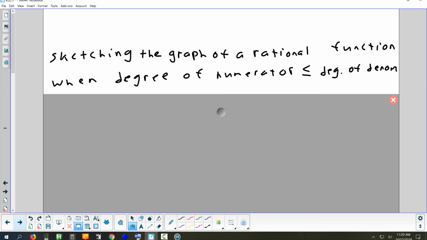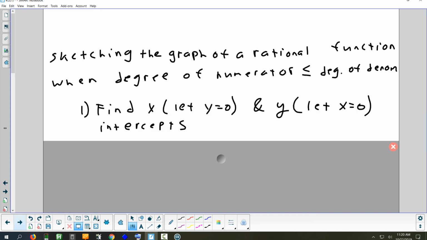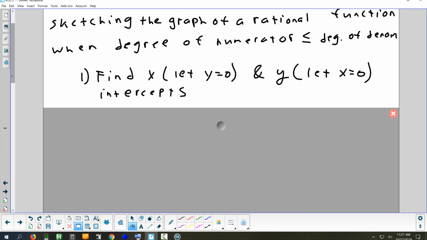So, in order to sketch these graphs, I'm going to give you a few guidelines. These guidelines don't always apply. It depends on the problem. But one thing that's good to try to do is find the intercepts. Now, if a graph never crosses the x-axis or y-axis, then you're never going to find the intercept. So it depends on the problem, but sometimes finding intercepts is helpful. Remember the trick to find an x-intercept, you plug in 0 for y. To find a y-intercept, you plug in 0 for x.